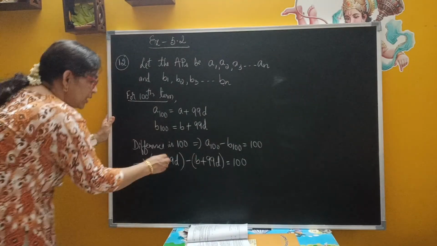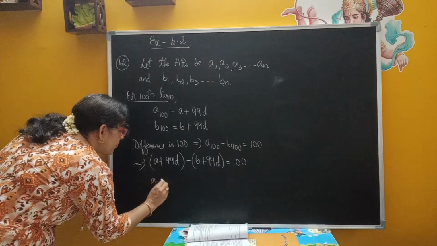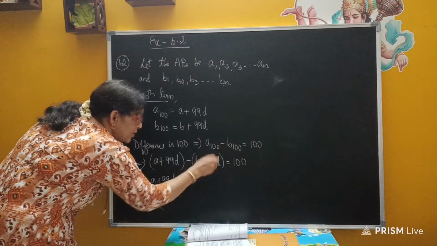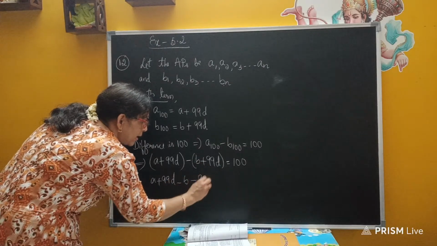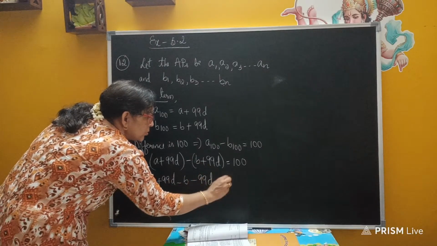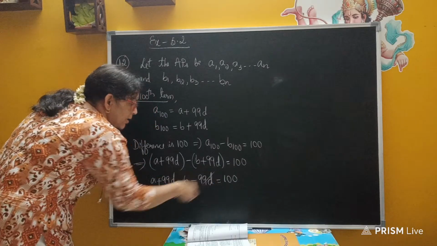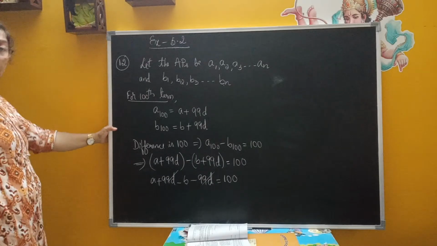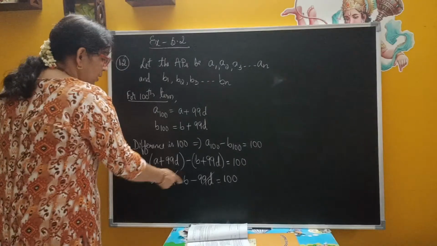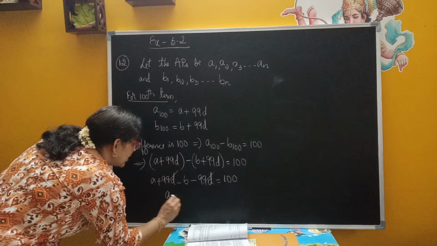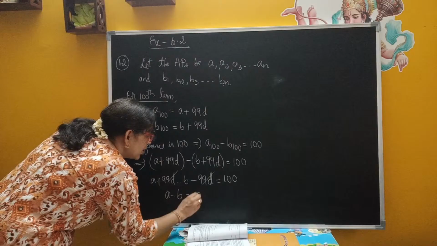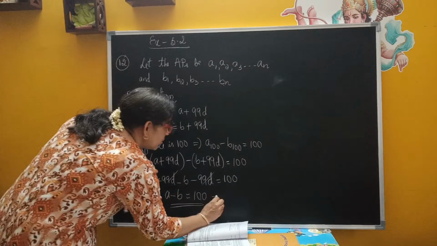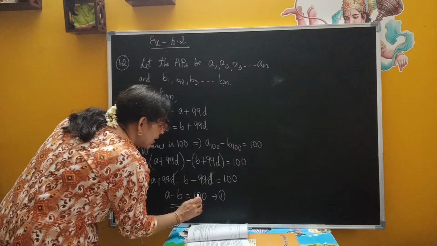So let us simplify this. We get A plus 99D minus B minus 99D is equal to 100. Since D is equal, the 99D terms get cancelled, plus 99D and minus 99D. What remains here? A minus B is equal to 100. Let us consider this as equation 1.